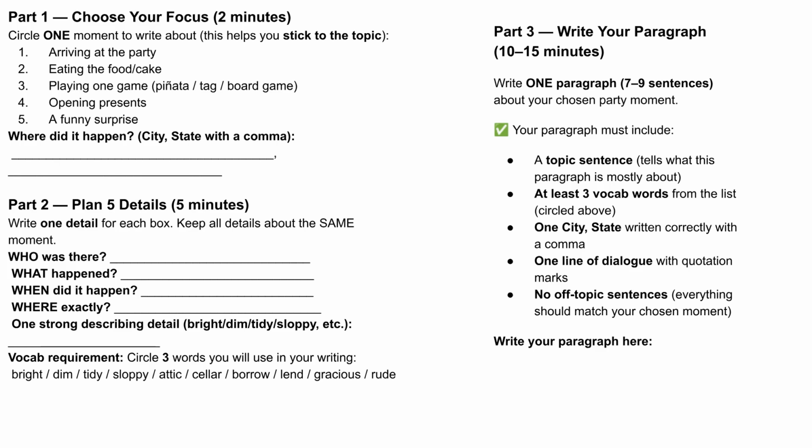Step 3, write one paragraph with 7 to 9 sentences. Your paragraph must include a topic sentence that tells what the paragraph is mostly about, at least 3 vocabulary words, one city, comma, state written correctly with a comma, one line of dialogue with quotation marks, and no off-topic sentences.